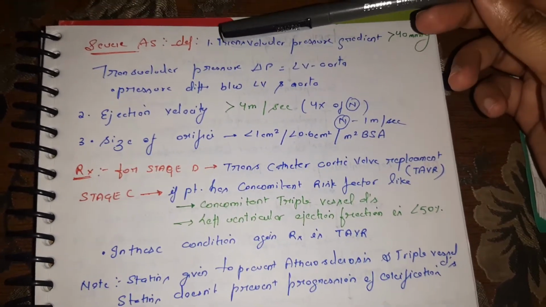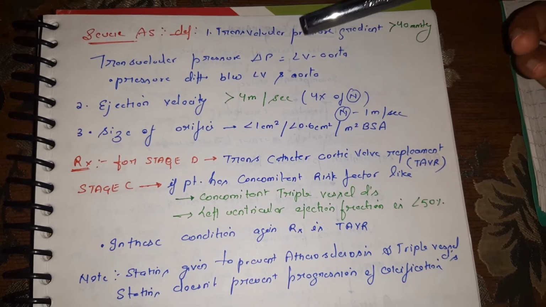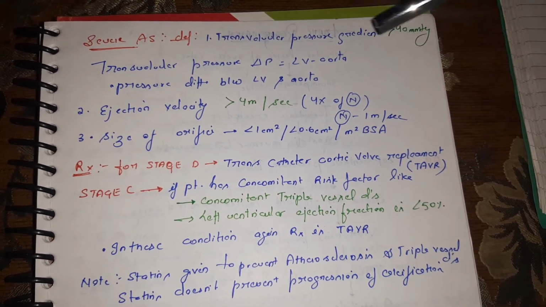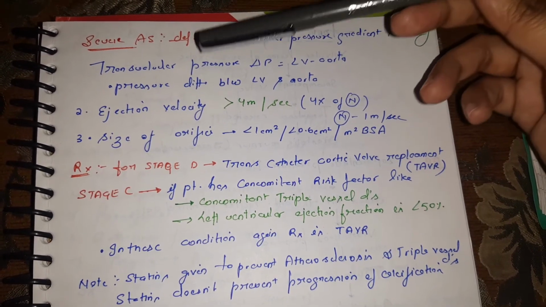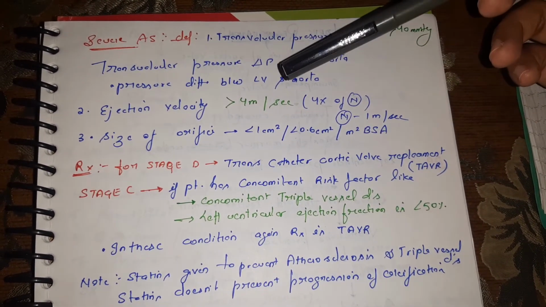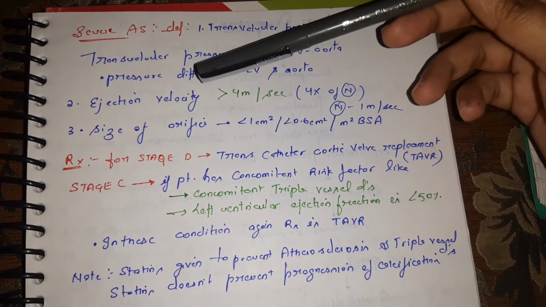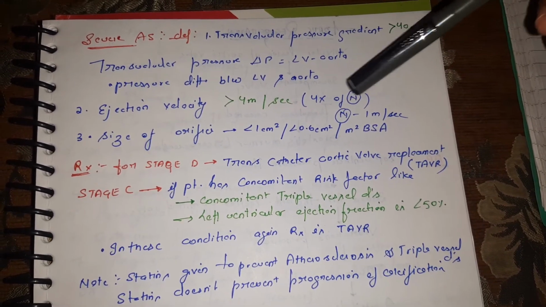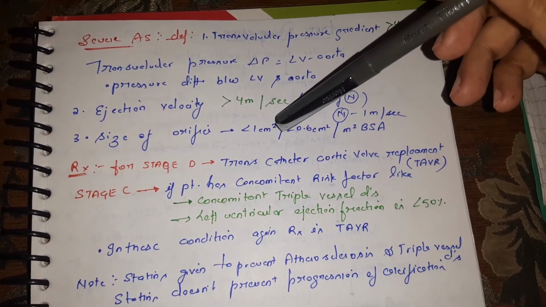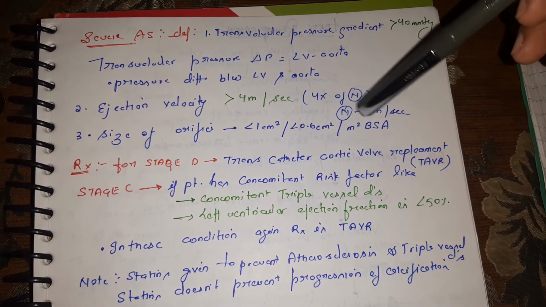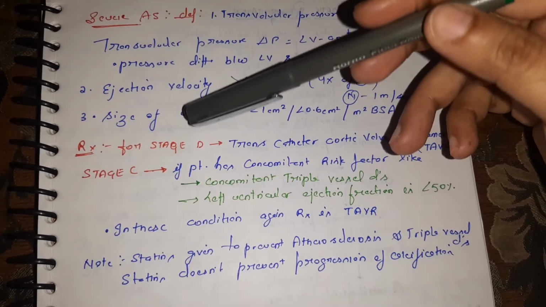So let's see what severe aortic stenosis tells us. The transvalvular pressure gradient is more than 40 mmHg. Transvalvular pressure is the pressure difference between the left ventricle and the aorta. Ejection velocity is more than 4 meters per second. The size of the orifice is less than 1 square centimeter, or less than 0.6 square centimeter per body surface area.